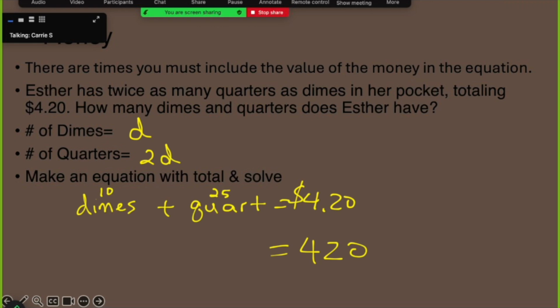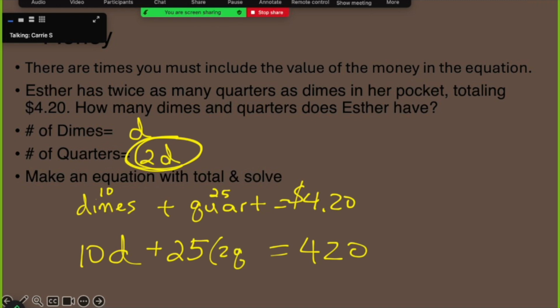All right, so this is what we're going to do. This is the new part for you today. I need you to pay close attention, okay? We said that the dimes was going to be D, but if this is value over here, we have to have the value of 10 is the value, and this is how many dimes we have. 25 is the value, and we have twice as many as the dimes. We're representing that as the quarters, excuse me, 2D. This is the equation we're going to solve.